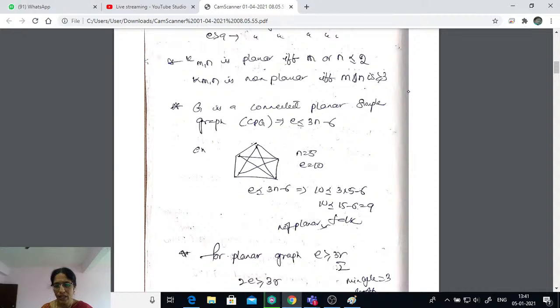So that means n into n minus 1 divided by 2. Because this is an undirected graph, you can treat it as only one time. That is n into n minus 1 by 2. Total edges are 10. So sum of degrees are n into n minus 1. That means 5 into n minus 1, that is 4. Okay, here 10 less than or equal to 3 into 5, 15 minus 1, that is 9. That means 10 less than or equal to 9. This is false because non-planar.